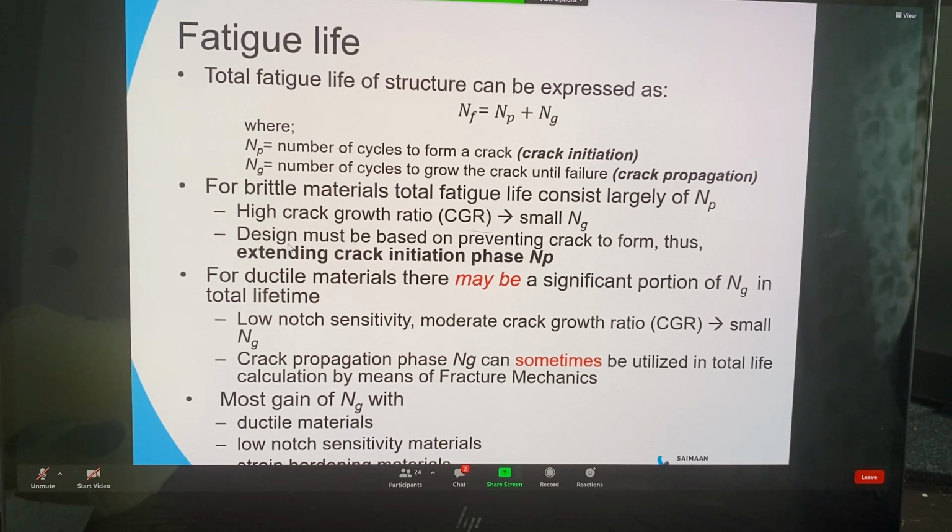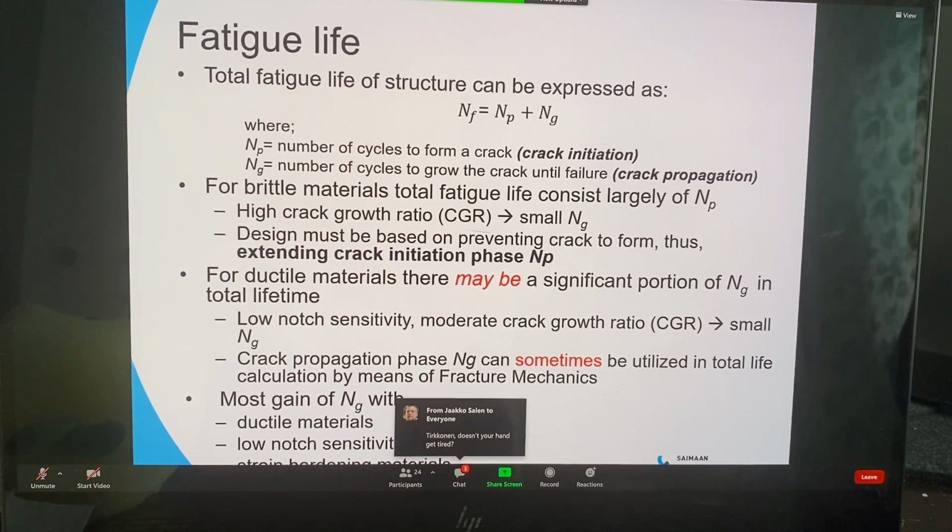And as spoken before, for brittle materials, those that have a higher strength, their total lifetime NF is mainly dependent on this NP, the crack initiation cycles. And NG, the cycles required to grow the crack until failure, is fairly small. So the design must be based on extending NP as much as possible, and I would say neglect the NG. Don't even try to utilize that for brittle materials.